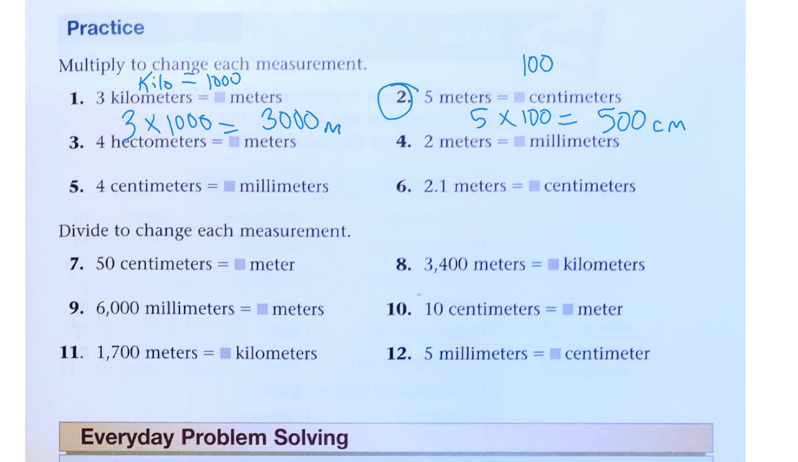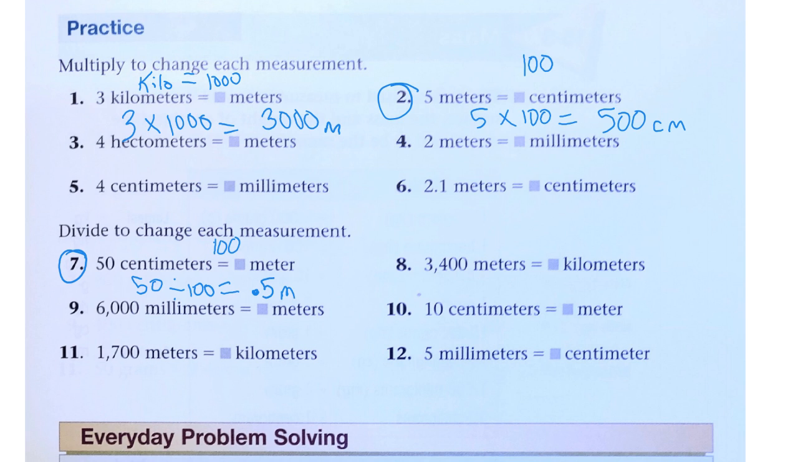Let's do the opposite now and do some division. Divide to change each measurement. 50 centimeters equal how many meters? Well, it takes 100 centimeters to make 1 meter. So when we have 50 divided by 100, we're moving the decimal place 2 times to the left. So that is going to be 0.5 meters.